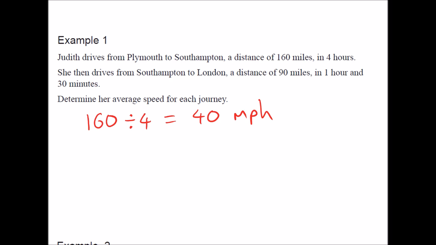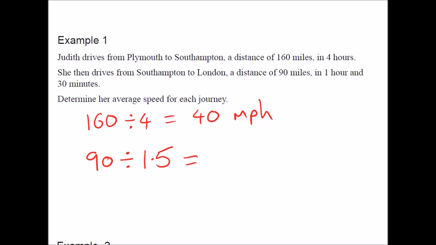Now that's the first journey from Plymouth to Southampton sorted out, but then the Southampton to London journey, well, we're going to have a distance of 90 and we've got to divide that by the time. Now it says an hour and 30 minutes, but we don't want to write 1.30 here because that won't be correct. 30 minutes is half an hour. So what we want to do is write 1.5 hours, because 1.5 in decimals is 1.5, but 1 hour 30 minutes in terms of time is also 1.5. So it's important we do understand that.